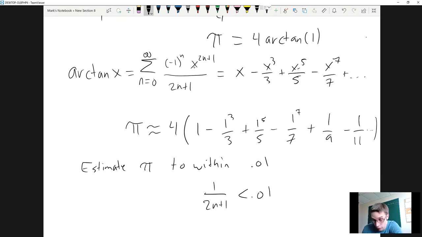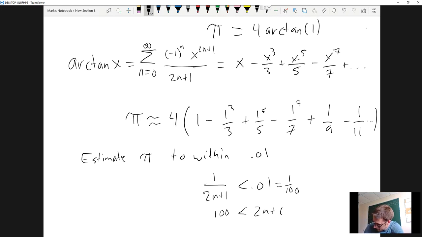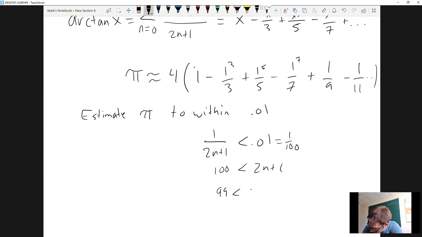And so we can rearrange that equation. This is just 1 over 100. So we could write that as 100 is less than 2n plus 1. So 99 is less than 2n. So n is greater than 99 over 2. And so if we go further than 99 over 2 terms in our series, then we should be able to estimate pi to within 0.01. So that's going to require just around 50 different fractions that we'll add.